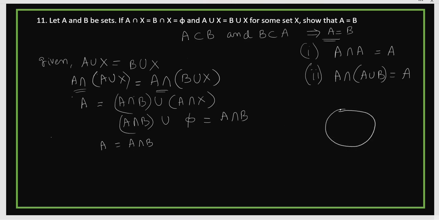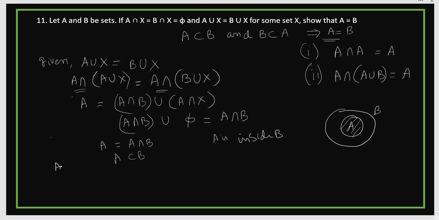See, this is A intersection B. Suppose A is inside B. A is completely inside, so A intersection B is A. Means what? A is completely inside B. That means all the elements of A are inside B. A intersection B equals A means A is a subset of B. Right? So similarly, we'll see.